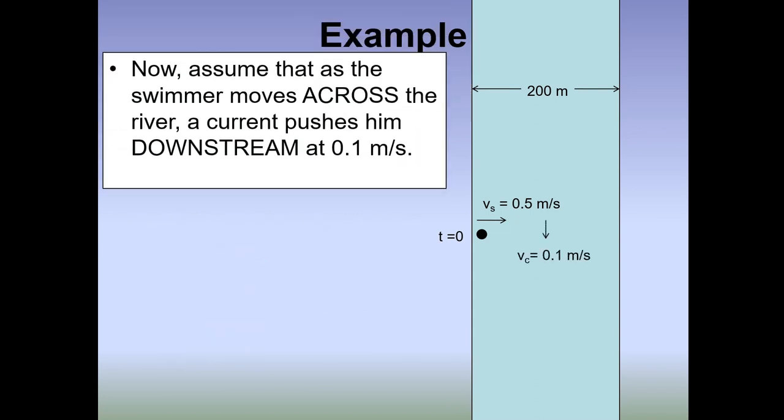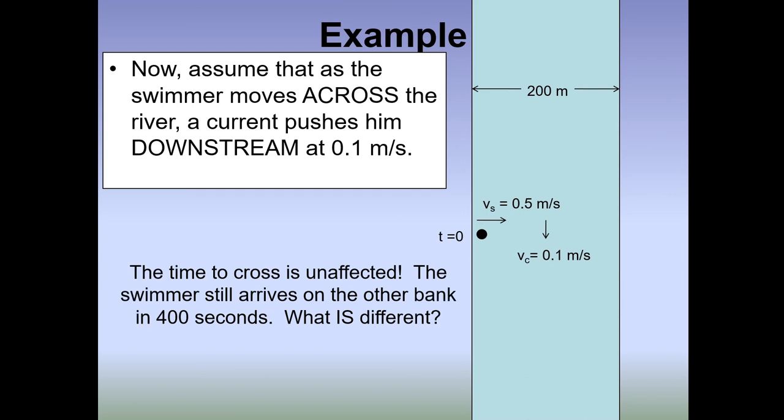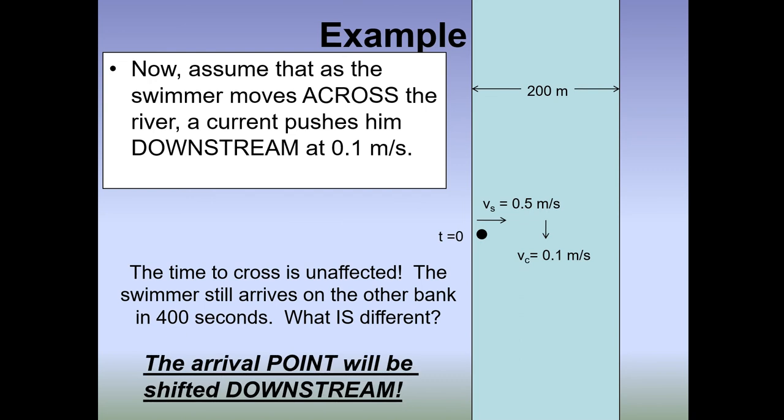Now, assume that as the swimmer moves across the river, a current pushes him downstream at 0.1 meters per second. The time to cross is unaffected. It's still the same. The swimmer still arrives on the other bank in 400 seconds. So what is different? We know that now we have introduced a current, so something has to change. What is it? The arrival point will be shifted downstream.